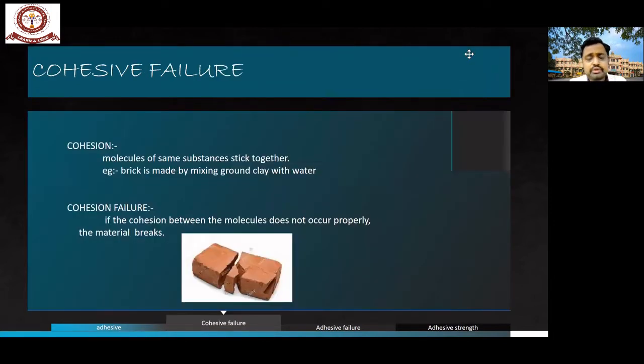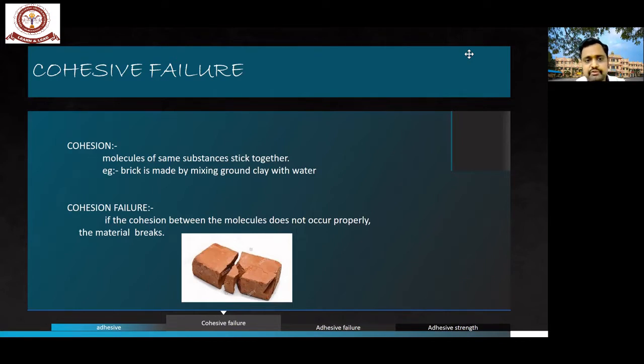Then what is coercion? Coercion means molecules of the same substance stick together. The substrate is the same in the case of coercion, whereas for adhesion, two different substrates are bound together by use of an adhesive. In coercion, they are the same substances which stick together. For example, a brick is made by mixing ground clay. Clay is mixed with water to form the brick. That is an example of coercion.